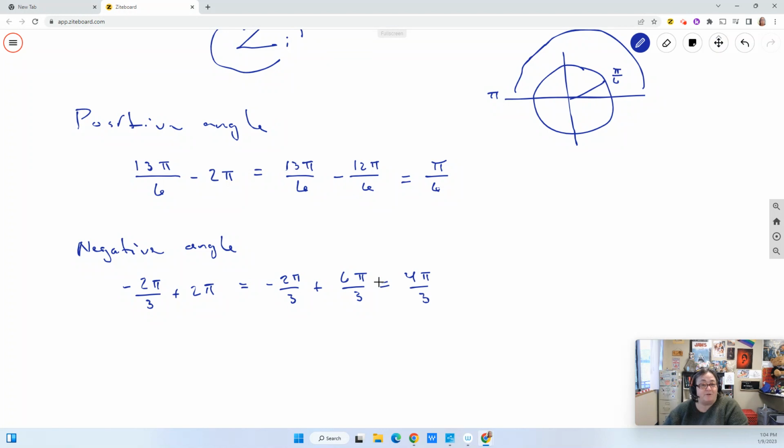Make some sense? Not too hard, right? If you're given a negative angle and you want the coterminal angle, you add 2 pi. If you're given a positive angle, you subtract 2 pi.